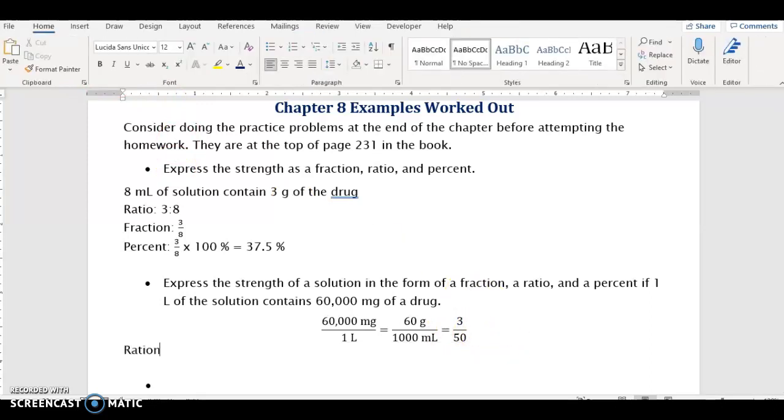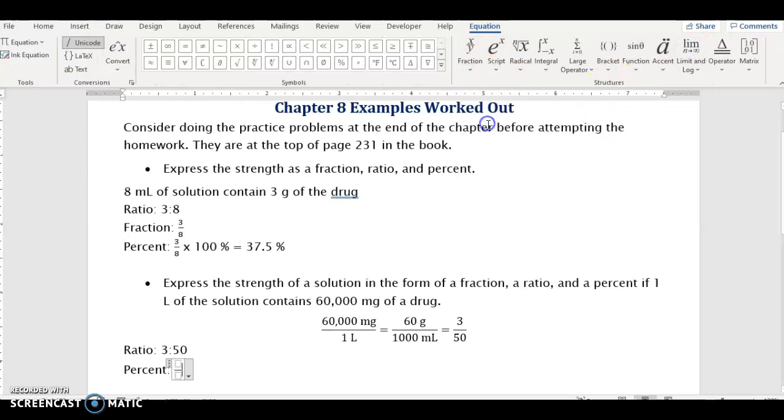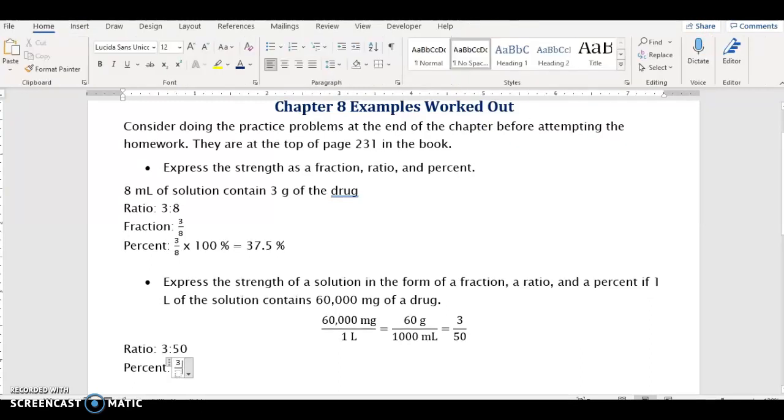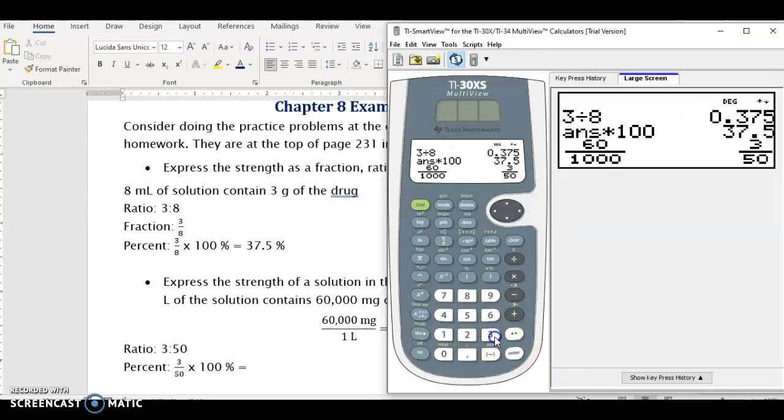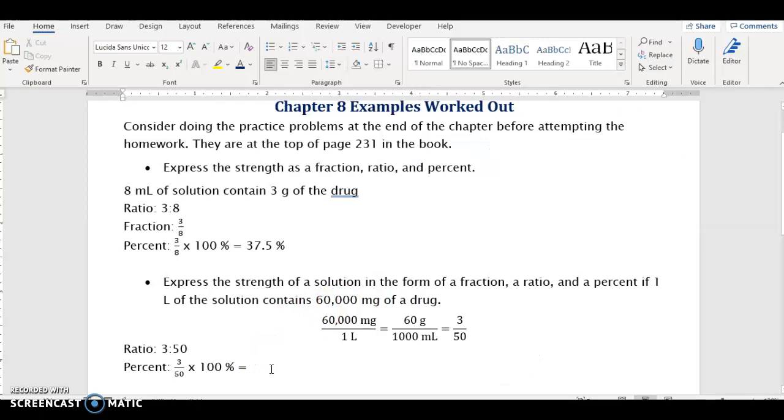Then as a ratio, it would be 3 to 50, so 3 parts solute to 50 parts solution. And then as a percentage, we're going to take that fraction 3 over 50, do 3 divided by 50, and then multiply it by 100%. So 3 divided by 50, multiply by 100. It's going to give us 6. So the strength of the solution is 6%.